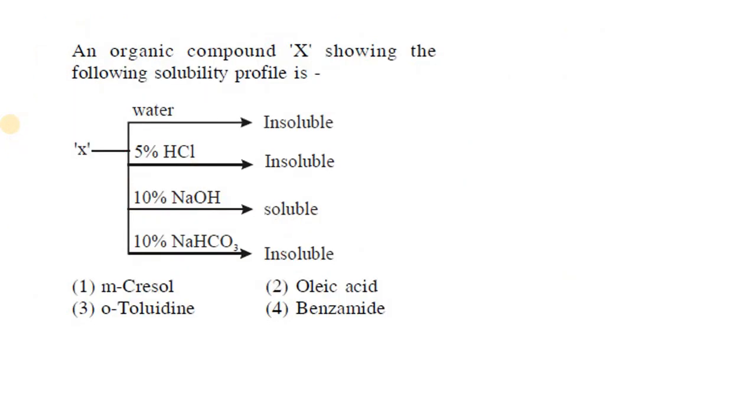An organic compound X showing the following solubility profile is, okay, here solubility is given. X is an organic compound. This one is insoluble in water and insoluble in 5% HCl and soluble in 10% NaOH, which means the organic compound may be a phenolic derivative or phenol or any carboxylic acid.